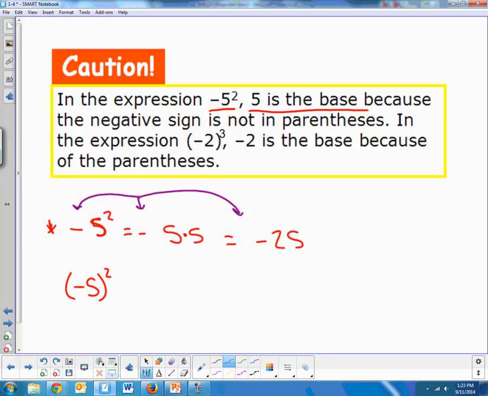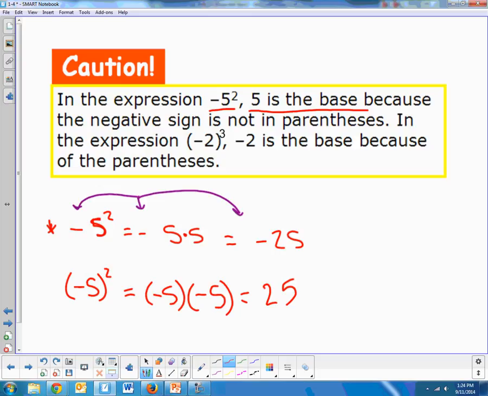With the parentheses, now the negative is part of the base, which means we're going to do -5 times -5. And since we just went through multiplying with integers, multiplying with positives and negatives, a negative times a negative is going to give us a positive 25. Different answers. The parentheses do make a difference.